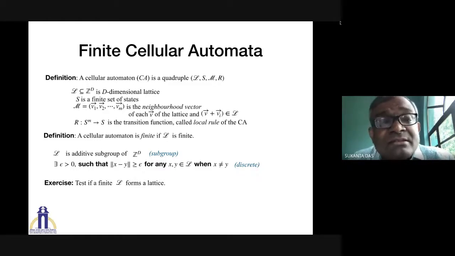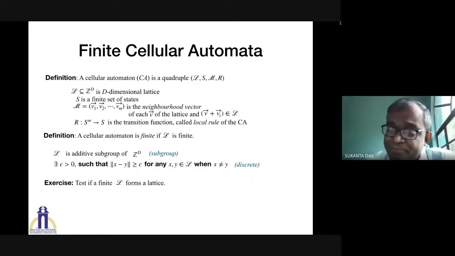In the previous case, it was Z to the power d, and that formed a lattice because it was an additive subgroup, and addition was closed in that case. But if I take a finite subset of Z to the power d, will it be closed? So that is a major issue here. So you test it, you do it. I can give one example just to help you.